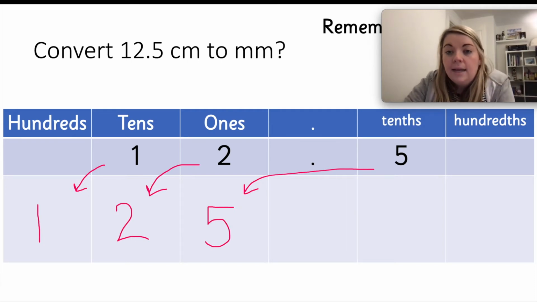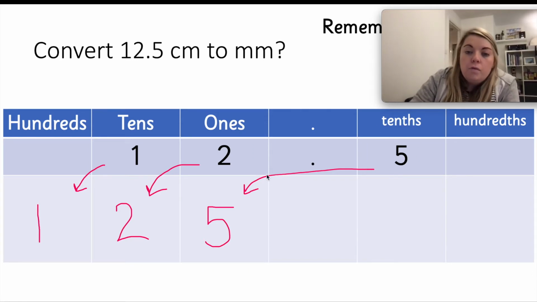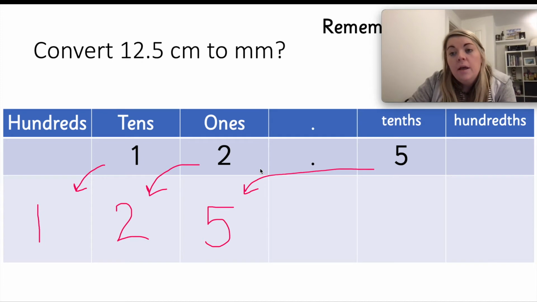all that happens is all the numbers move 1 place value column to the left. So our tens move to our hundreds, our ones move to our tens, and our fives in our tenths column move across the decimal point into the ones column. So we're multiplying by 10 because there are 10 millimetres in every 1 centimetre. And to multiply by 10, you move all the digits 1 place value column to the left.